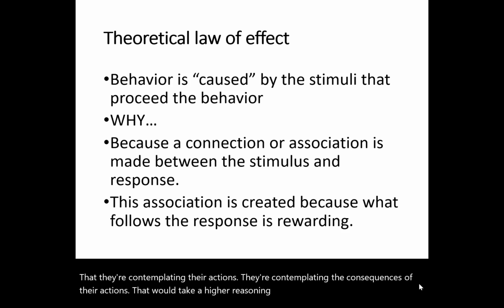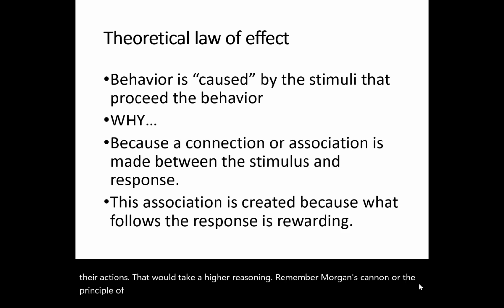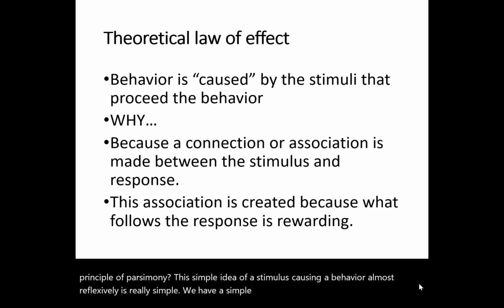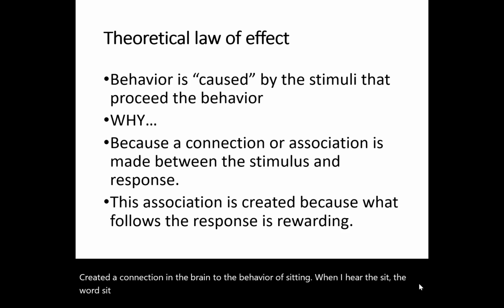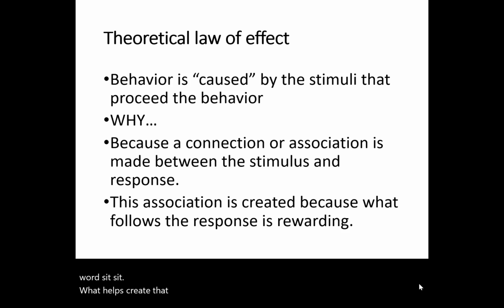Remember Morgan's canon or the principle of parsimony? This simple idea of a stimulus causing a behavior, almost reflexively, is really simple. We have a simple rule. A specific stimulus, the word sit, creates a connection in the brain to the behavior of sitting. When I hear the word sit, sit. What helps to create that connection? When what follows is good. What destroys those connections? If what follows is bad.